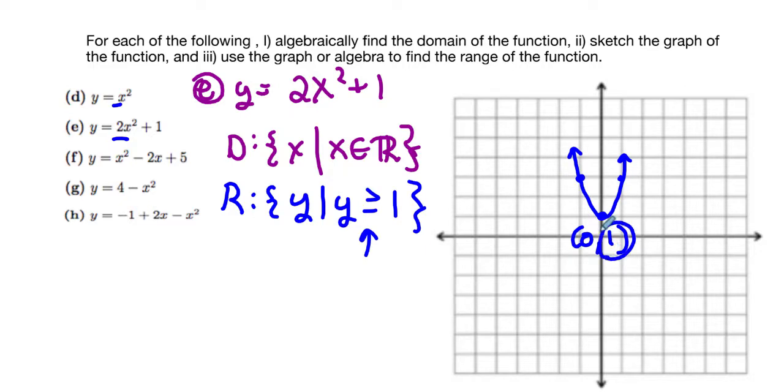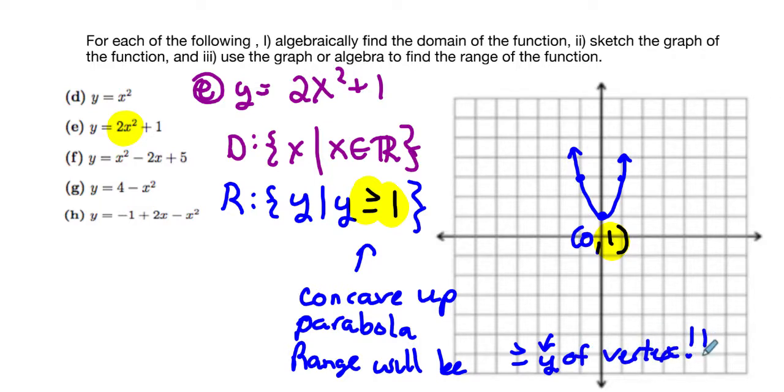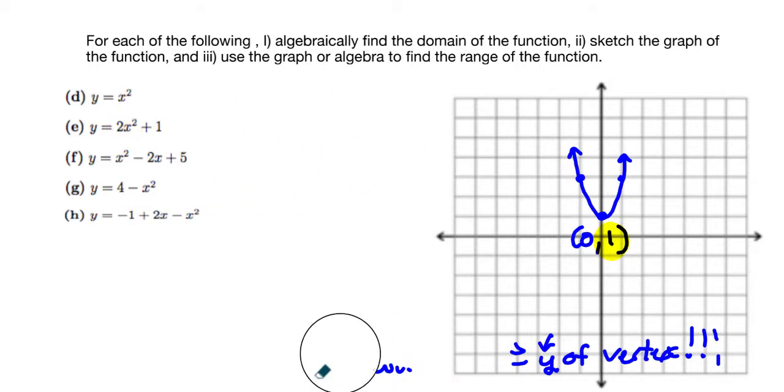You can also look at the parabola itself to help you figure out if you're having problems noting if you should have greater than or equal to or less than or equal to in your range. If your function is concave up, then your parabola range will be greater than or equal to the y value of the vertex. If it's concave down, it will be less than or equal to the y value of the vertex.